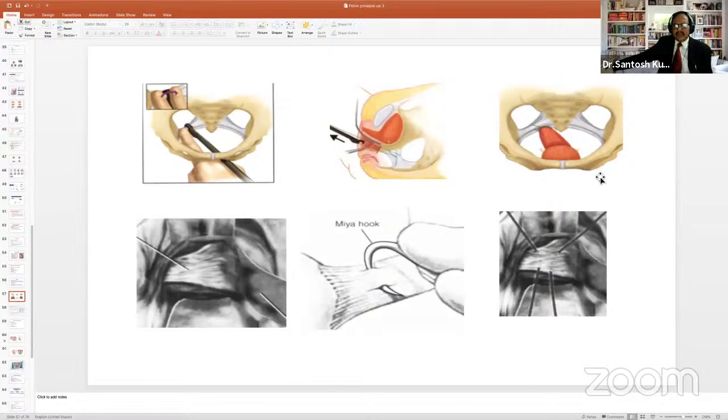This is the way you can see how the vagina is being fixated from the sacrotuberous ligament. Here the sacrum is there, the ischial tuberosity is there, the sacrotuberous ligament is there, and the vagina can be fixed with the sacrotuberous ligament. Here the vagina and paravaginal tissue can be fixed with various ligaments like the sacrotuberous ligament or ischiotuberous ligament.